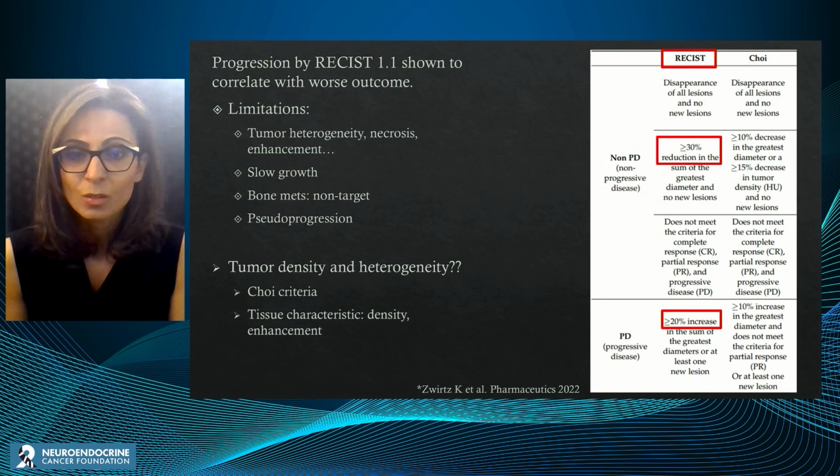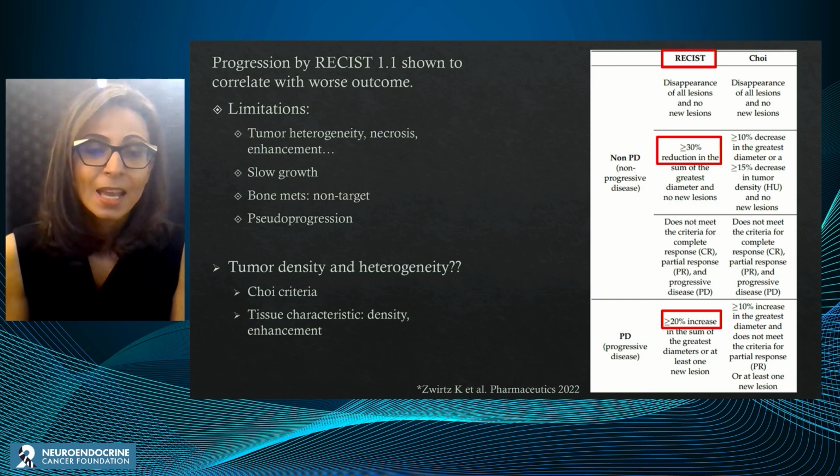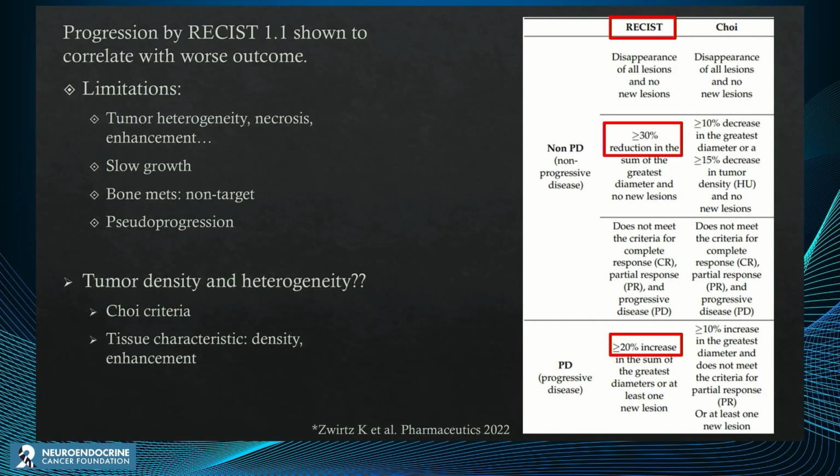RECIST 1.1 is what we use on CT or MRI, where we actually follow the size of the lesion. And here, if you look at the criteria, we measure target lesions, and we take the longest diameter of these target lesions, we add them up, and we follow the sum of the diameter. We need a change of more than 30% reduction to call that response, and more than 20% increase to call it progression. And the reason for that is sometimes you can have a little bit of variability, like first in between people, like if you have two different physicians measuring, you could have a little bit of variability of few millimeters. So that's not clinically meaningful.